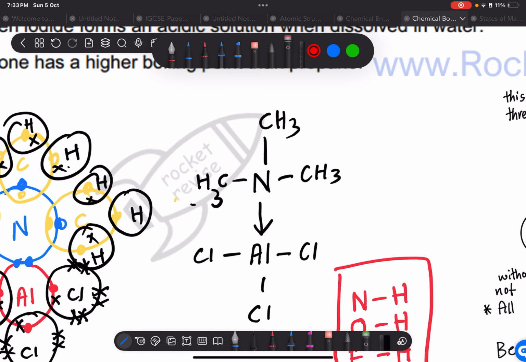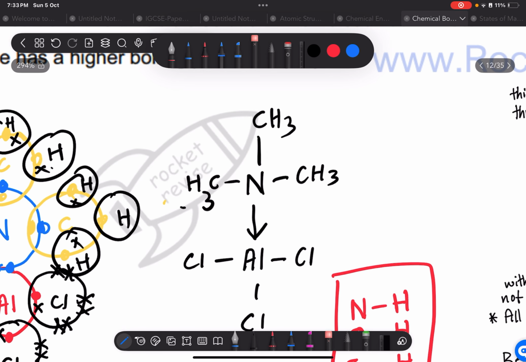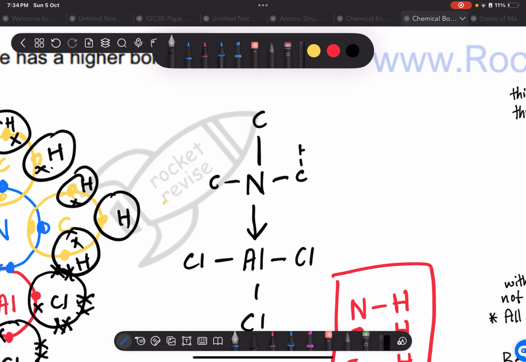If I open up these bonds for you, let me open them up now. Okay, now I've opened the bonds for you, and see it for yourself. 3H means this. That's the open bond.